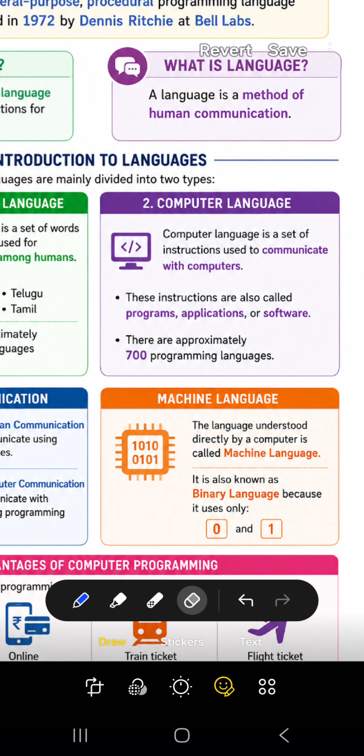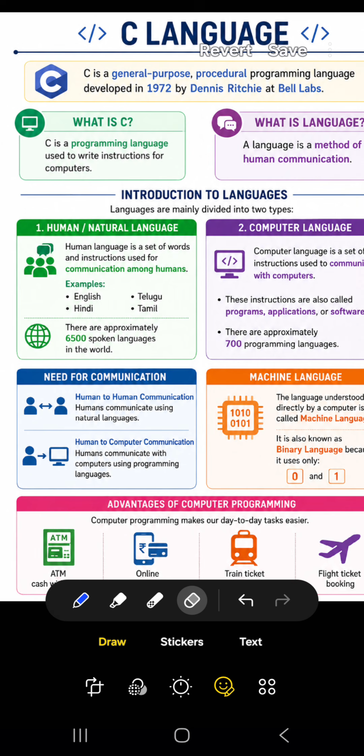For example, if you and your friend want to communicate, you should communicate via a language, either Hindi, Telugu, English or any other regional language. Okay, so it is a method of human communication. In the same way, here we have two kinds of languages, that is human or natural language and computer language.